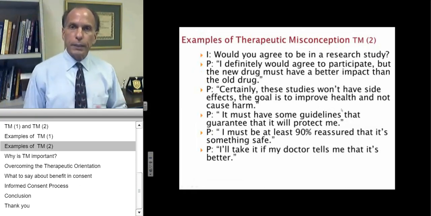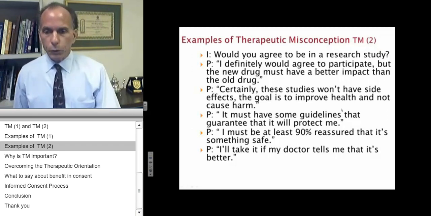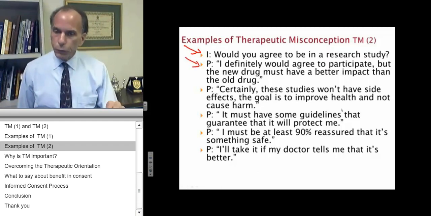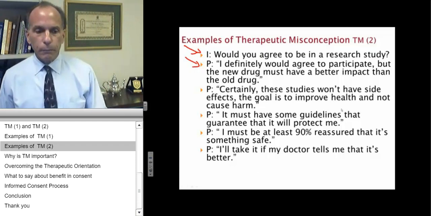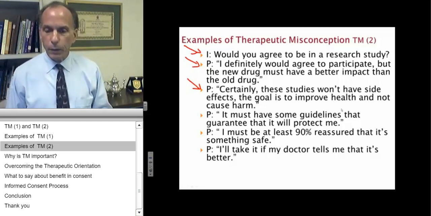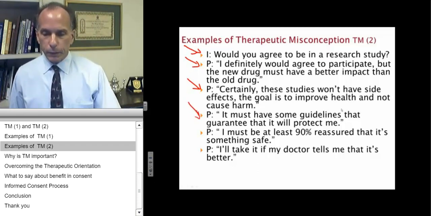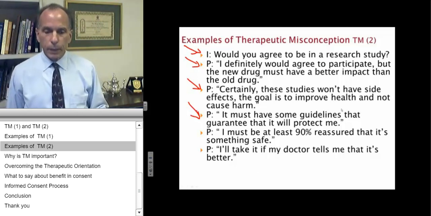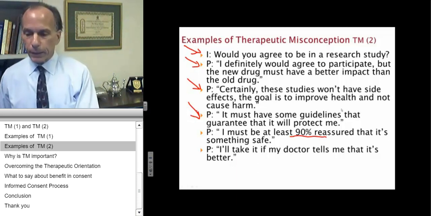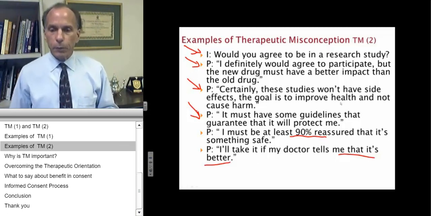Examples of TM2 regarding a misestimation of the benefits and the risks. In response to the question, would you agree to be in a research study? Response, I definitely would agree to participate, but the new drug must have a better impact than the old drug. Another response, certainly, these studies won't have side effects. The goal is to improve health and not cause harm. Another response, it must have some guidelines that guarantee that it will protect me. I must be at least 90% reassured that it's something safe. I'll take it if my doctor tells me that it's better. All these are examples of the therapeutic misconception.